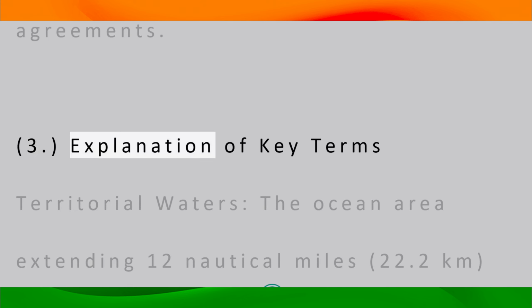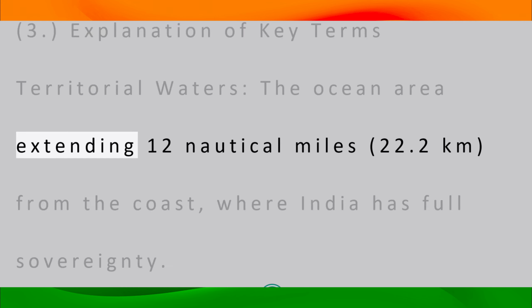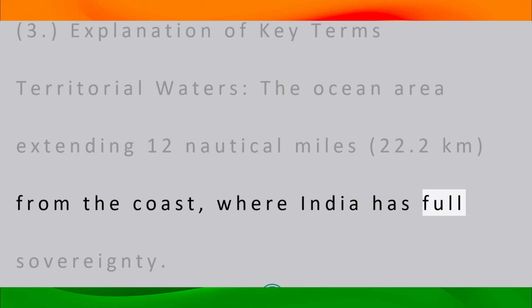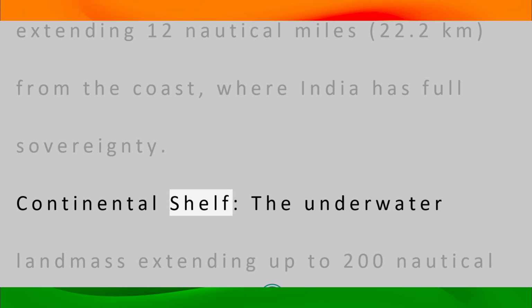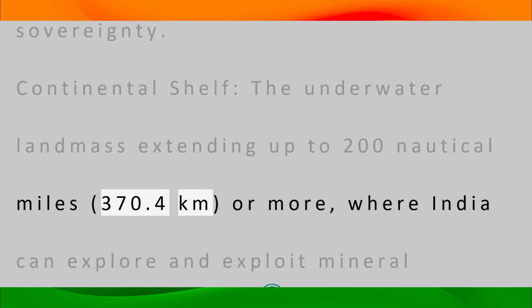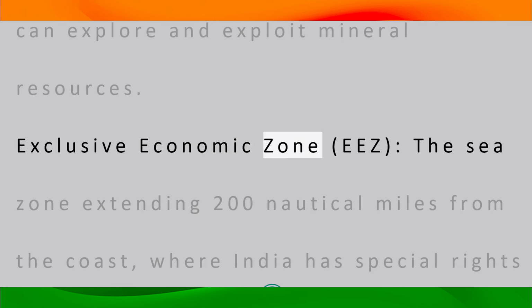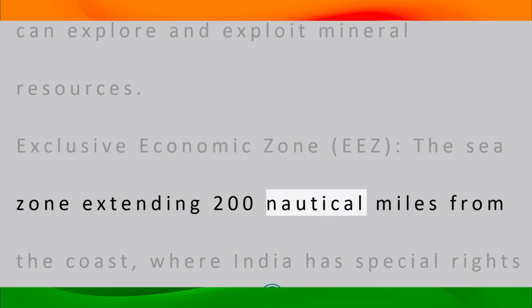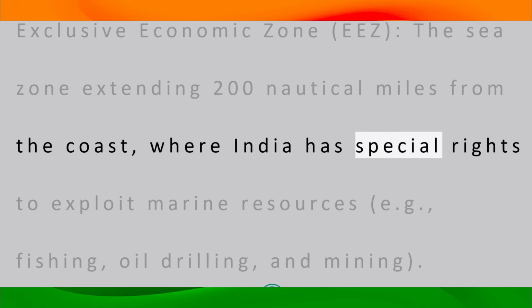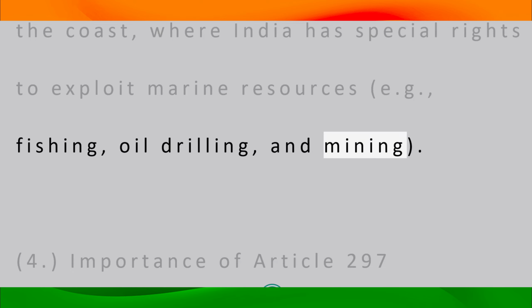3. Explanation of key terms. Territorial waters: the ocean area extending 12 nautical miles, 22.2 kilometers, from the coast, where India has full sovereignty. Continental shelf: the underwater landmass extending up to 200 nautical miles, 370.4 kilometers, or more, where India can explore and exploit mineral resources. Exclusive economic zone, EEZ: the sea zone extending 200 nautical miles from the coast, where India has special rights to exploit marine resources, for example fishing, oil drilling, and mining.